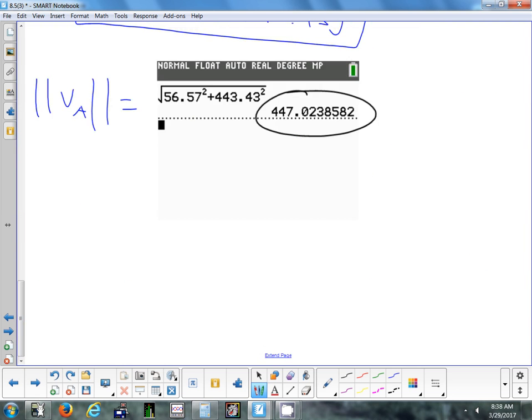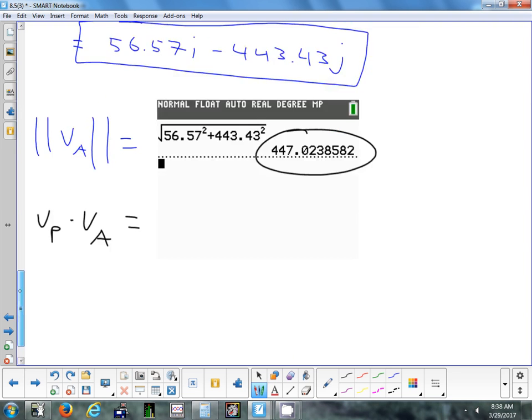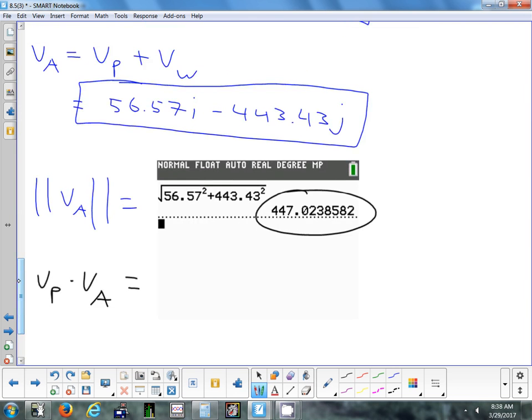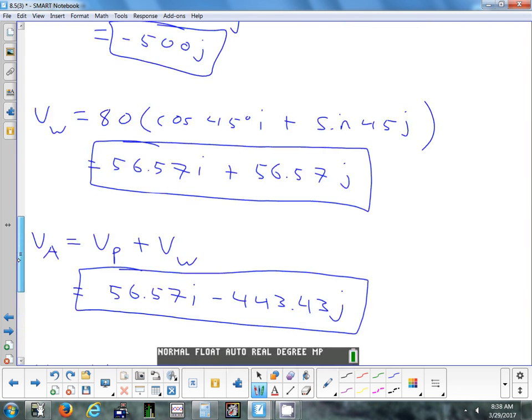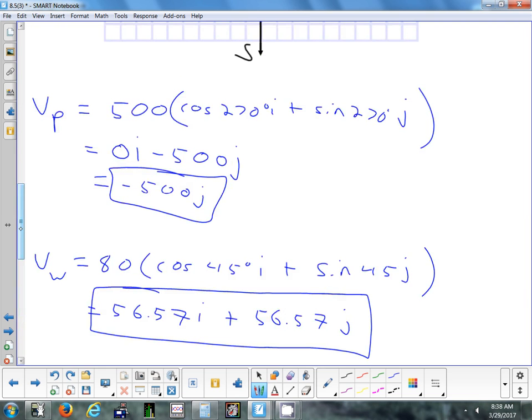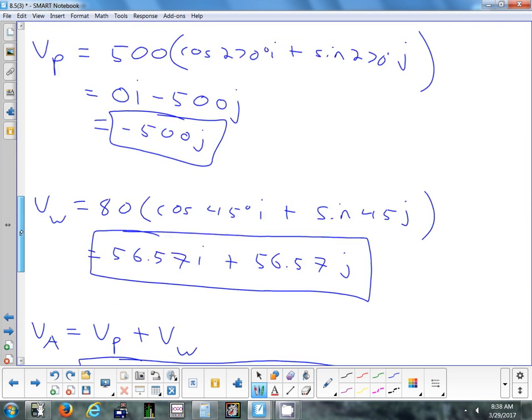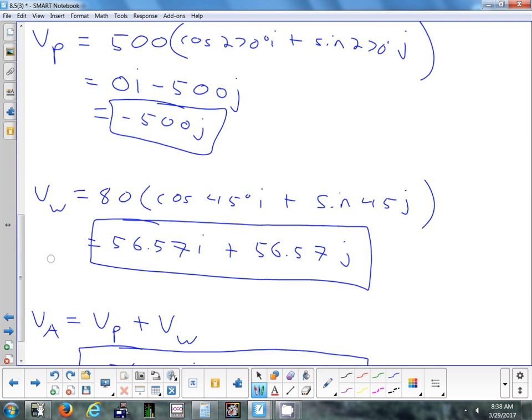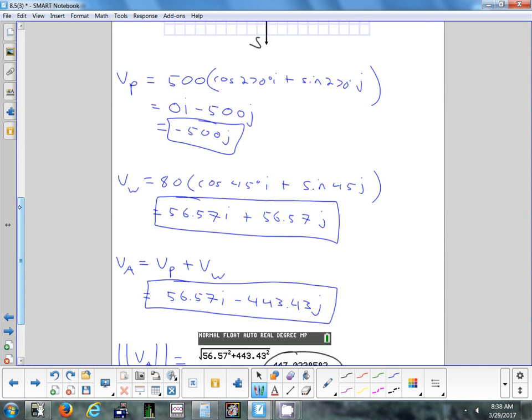We already have one thing we're going to need. Okay, the dot product between v sub p and v sub a. V sub p is a good one to use because the I component is 0, so we don't have to worry about that part. Okay, so let's see if I can get both of these at the same time. We're using this and that. What do you get when you multiply the I component in v sub p and the I component in v sub a?